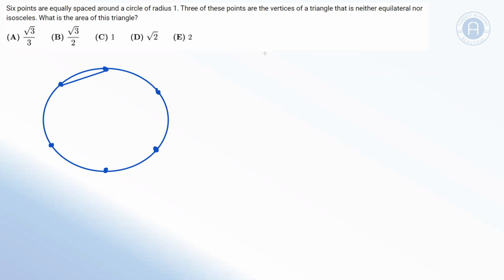In the same way, we couldn't make a triangle here because that would be an equilateral triangle. So our only option here of a triangle that is not equilateral and not isosceles is this triangle here. Now we know that the radius of our circle is 1, and this line here is the diameter, so that must have a length of 2.